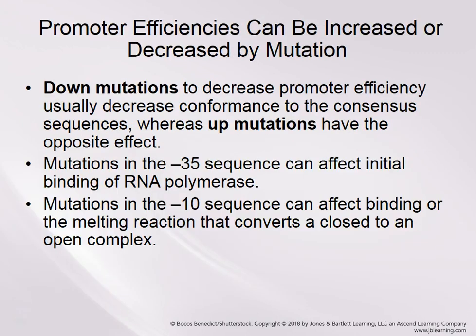There can be mutations. For example, down mutations decrease the efficiency. If you have the TATA box and there is a mutation there, it might decrease it. Or you might have up mutations, which have the opposite effect and increase it. Mutations in the -35 sequence can affect the initial binding, whereas mutations in the -10 sequence can affect binding or the melting reaction that opens up the DNA strands and makes the open complex.